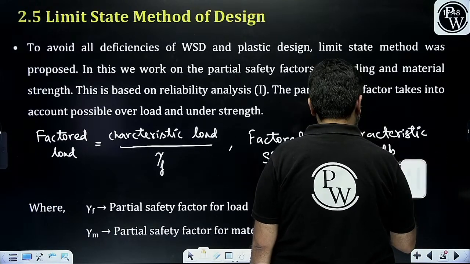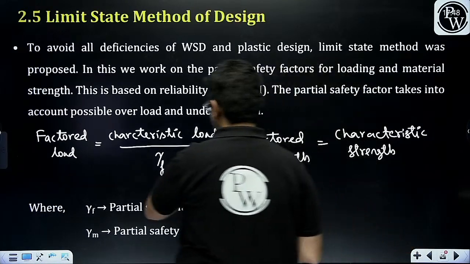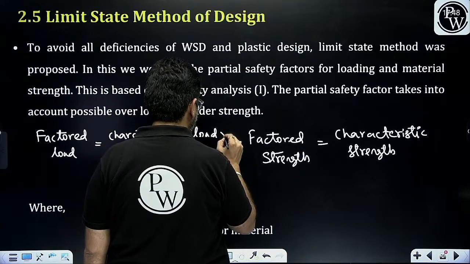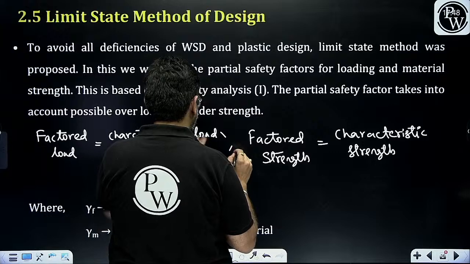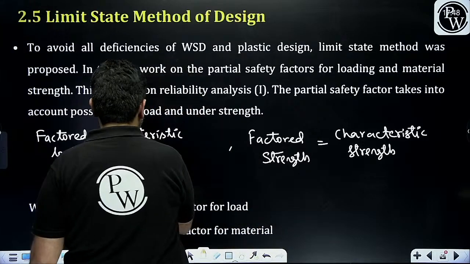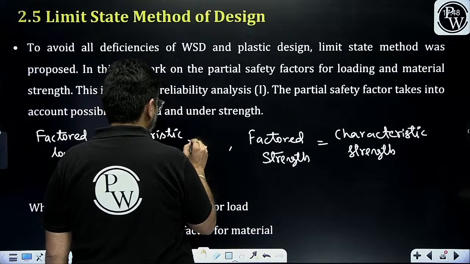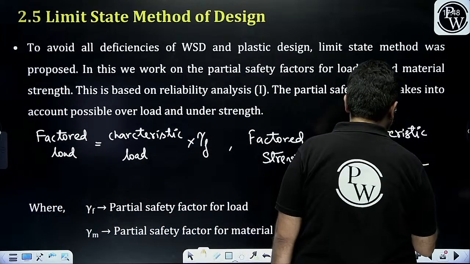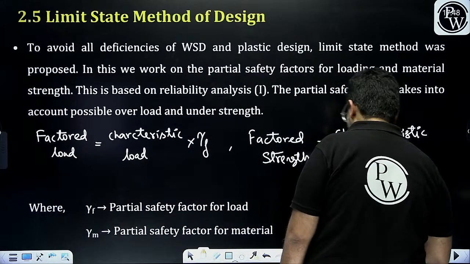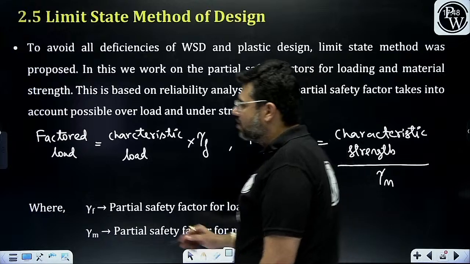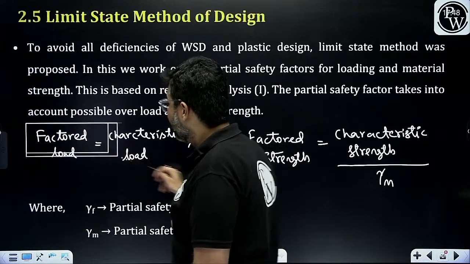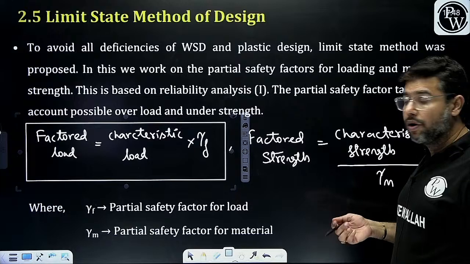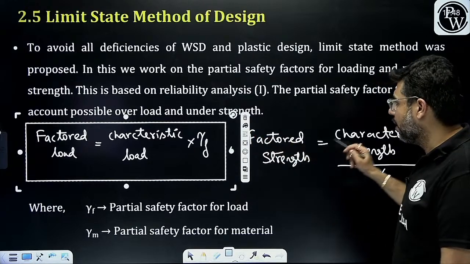Divided by gamma. Okay, this will be multiplied here, not divided. This will be multiplied here. Okay, I have to multiply the characteristic load by gamma f, and here the characteristic strength will be divided. So, with the help of partial safety factor of loading, we are increasing the load. For safety, you will increase the load and you will decrease the strength.